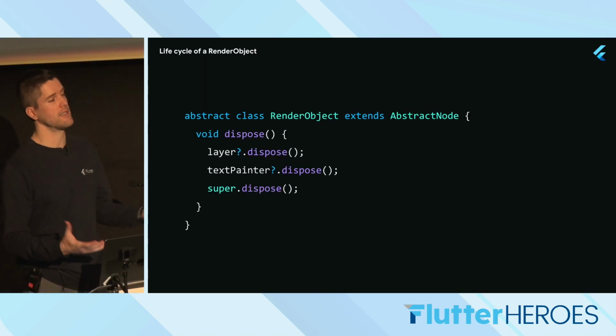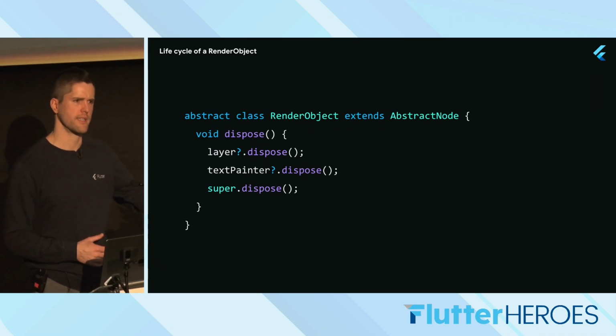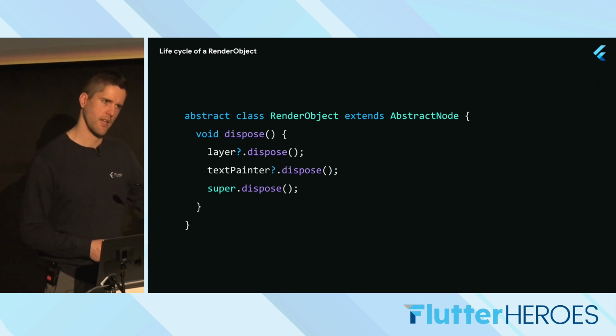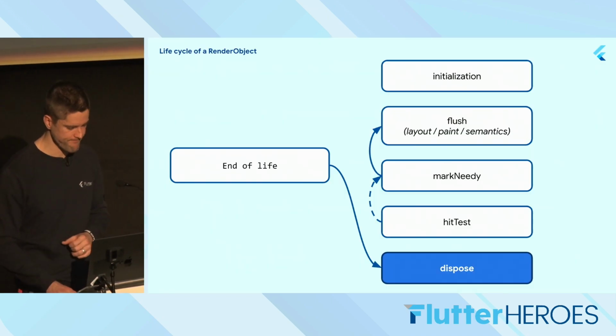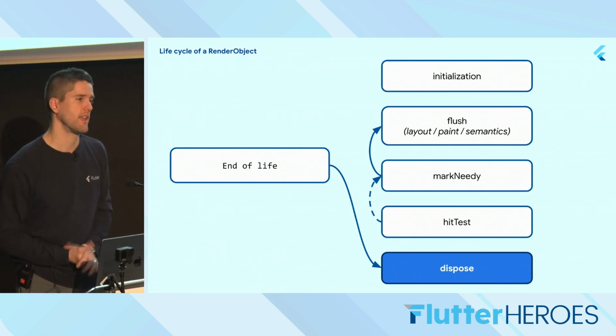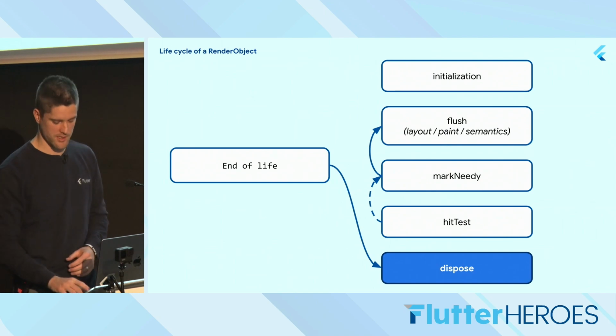There's no real surprises in the Dispose method. It looks just like what you'd write on a state class for a stateful widget. If you create a layer or a text painter, then you need to clean those up, just like if you created a text editing controller or an animation controller or anything like that. And so that concludes the life cycle of a render object. But oh boy, does it not conclude this talk.